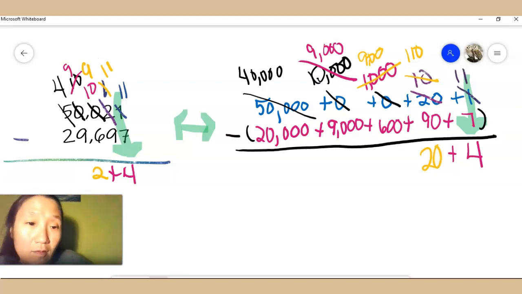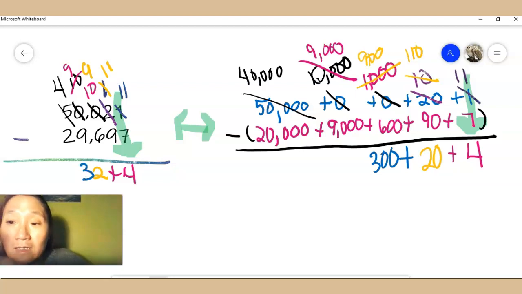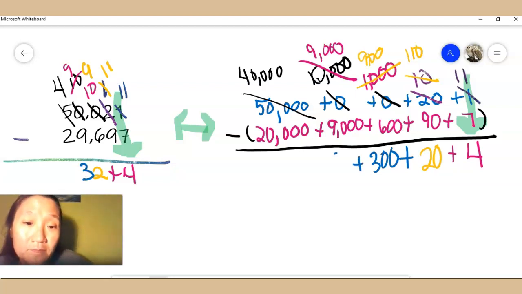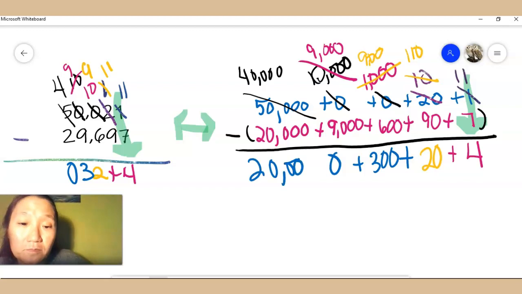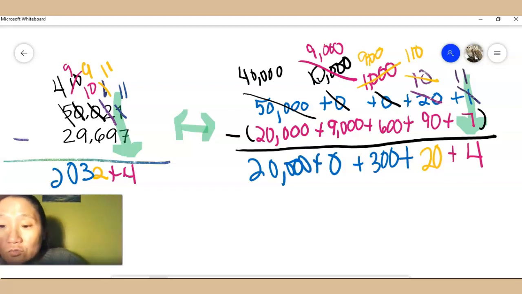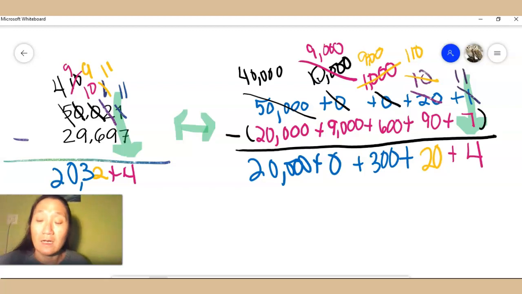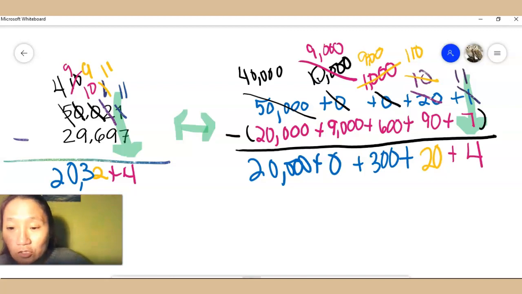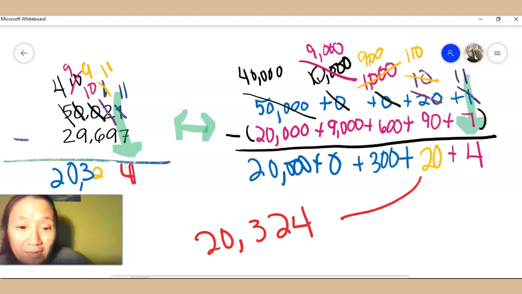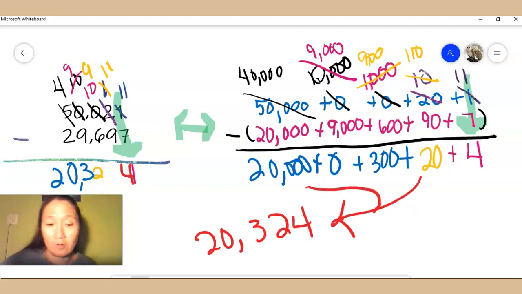9 minus 6 is 3. 9 minus 9 is 0. 4 minus 2 is 2. So it came out to be the same number. I don't know why. Oh, yeah. I put a plus there when I shouldn't have. So it came out to be the same number, 20,324. That's the same number there.